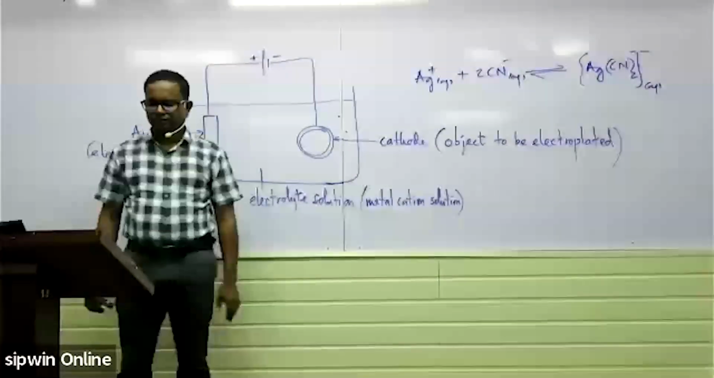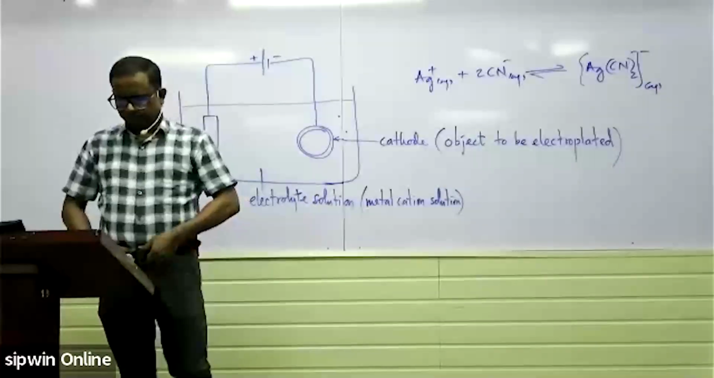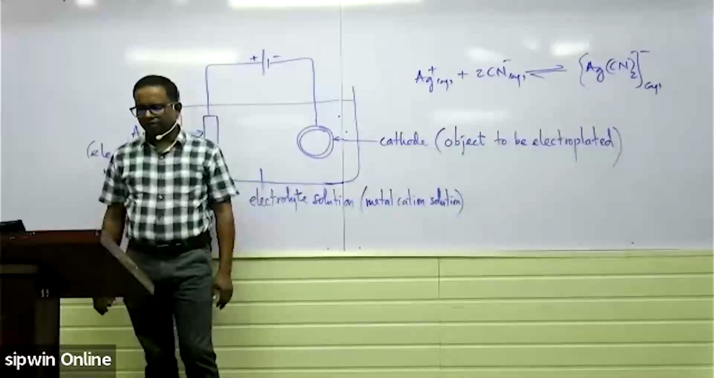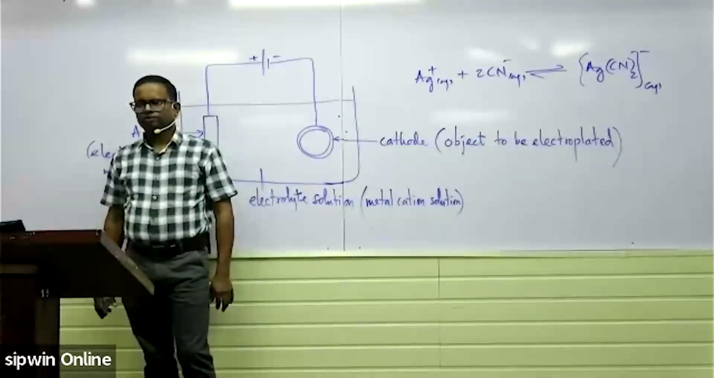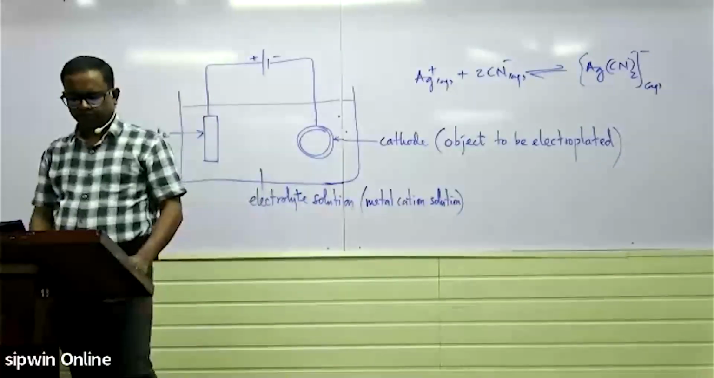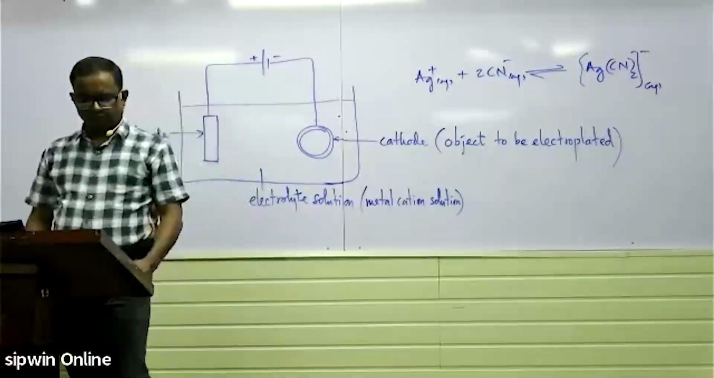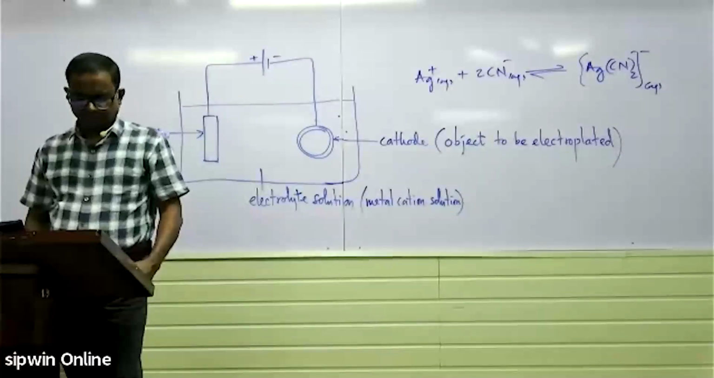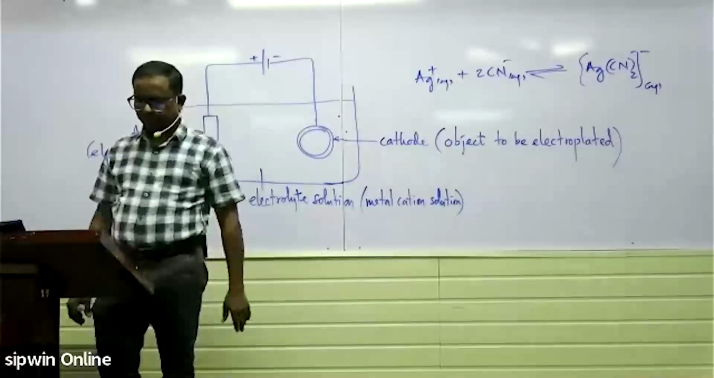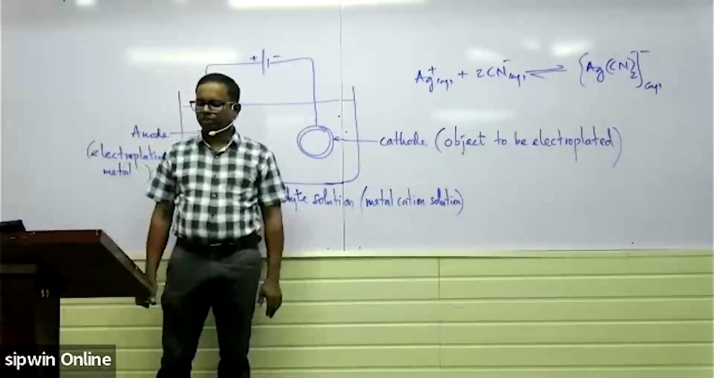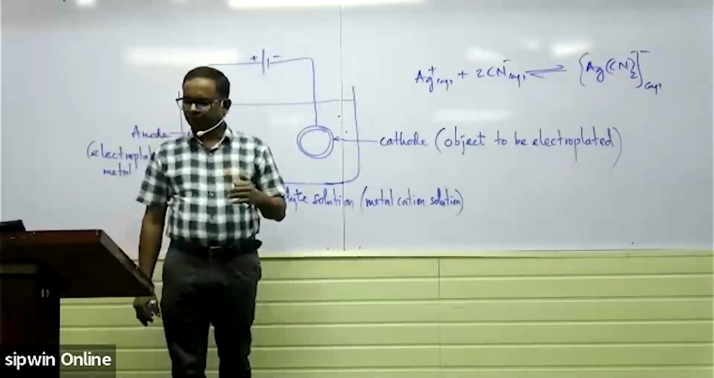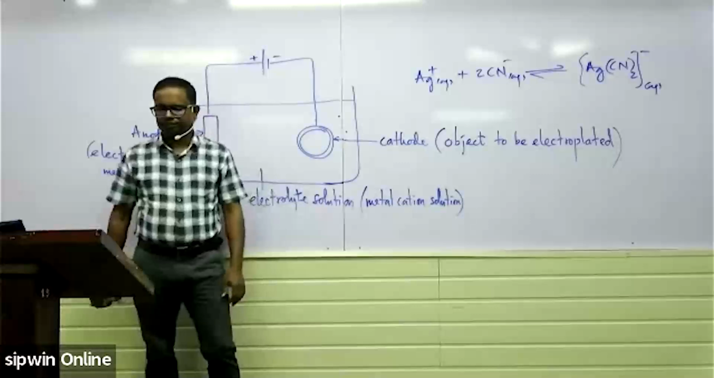In the electroplating process, it is needed to have a very thin, smooth electroplate layer.